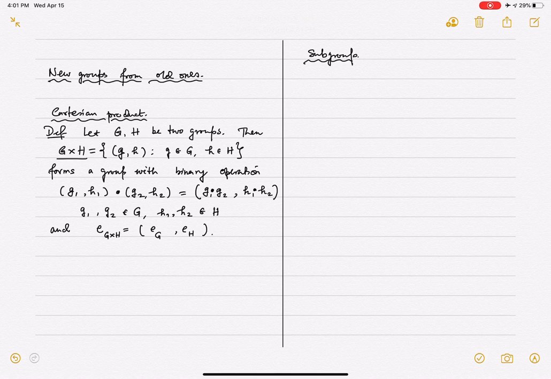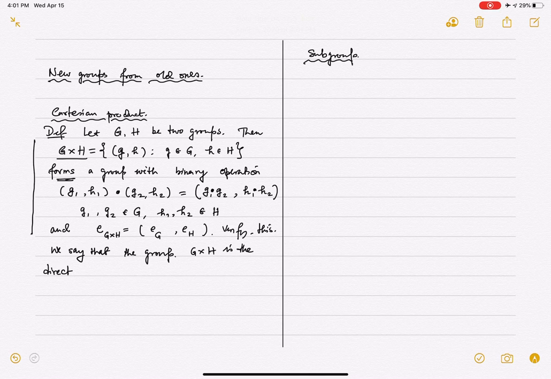So we say that, this is an exercise if you want. You have to verify this. What do you verify? By this I mean that G cross H does form a group, meaning the group axioms are satisfied. The group G cross H is the direct product. That's the word that one sometimes uses. Direct product of G and H.